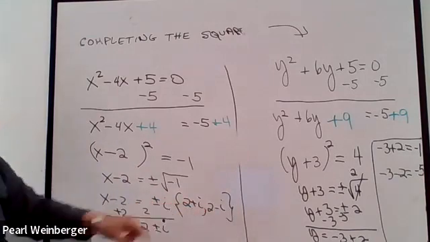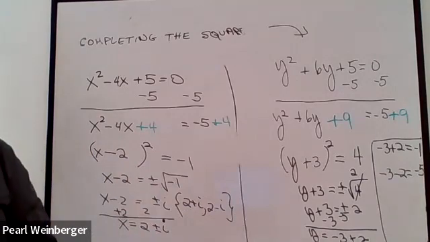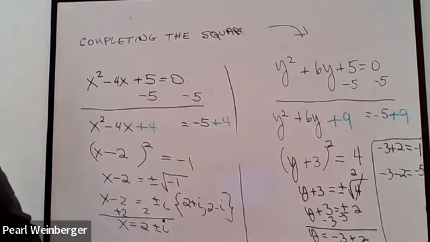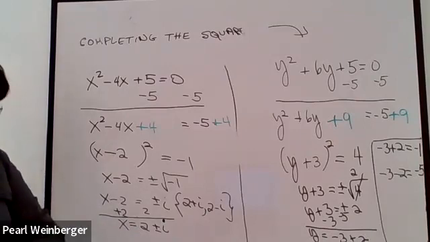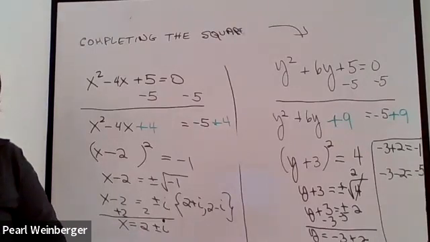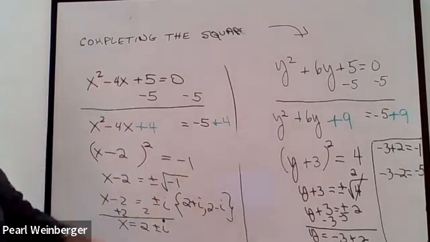Notice the answers turn out to be conjugates of each other. 2 plus i is the conjugate of 2 minus i. That always happens when you get i's in your answers. You get conjugate binomials. So here's an example where we couldn't have done this unless we could have completed the square.